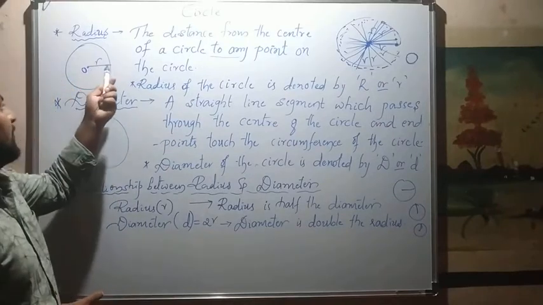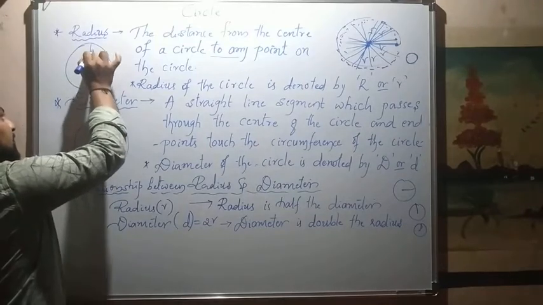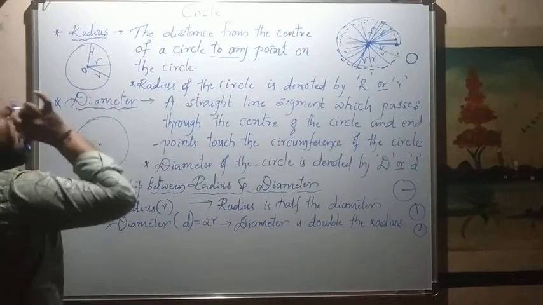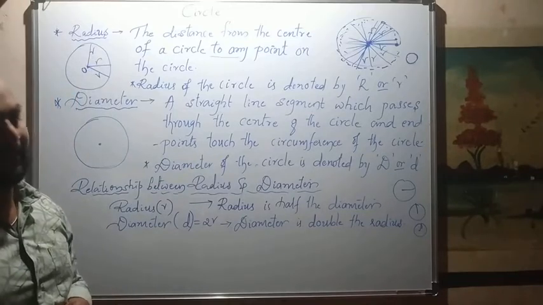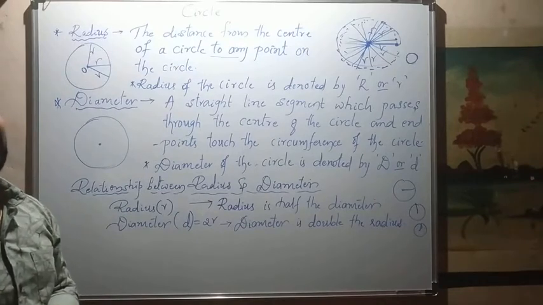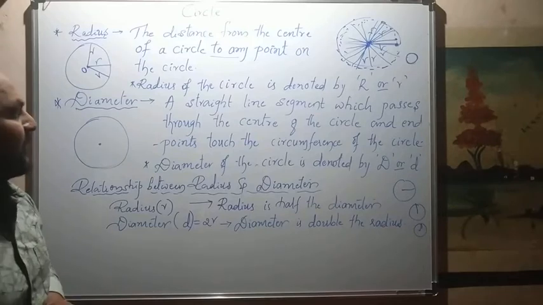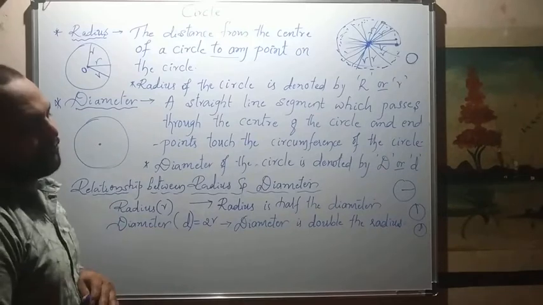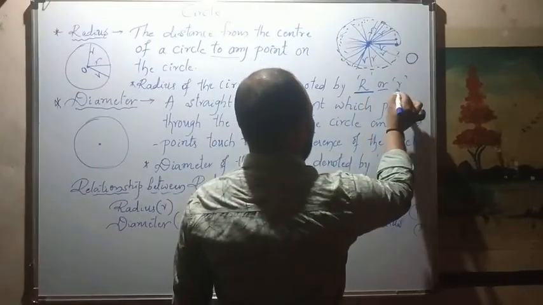The distance from the center to any point on the circumference of the circle. Any point on the circumference of the circle is called radius of the circle. Then in one circle, the infinite number of radiuses are in one circle. Okay, the next one, the radius of the circle is denoted by capital R or small r.